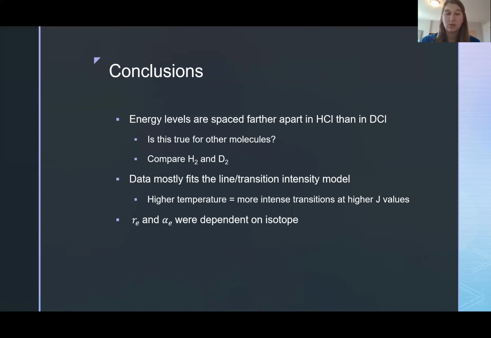And then finally, a shortcoming I want to point out is RE and alpha E were dependent on isotope despite the assumptions made in predicting energy levels, saying that they should be the same between HCl and DCl. This was not what we found. So this could be further investigated. And then lastly, I still want to point out that the fundamental and overtone data were from different samples, so this may have caused various inconsistencies in the data.